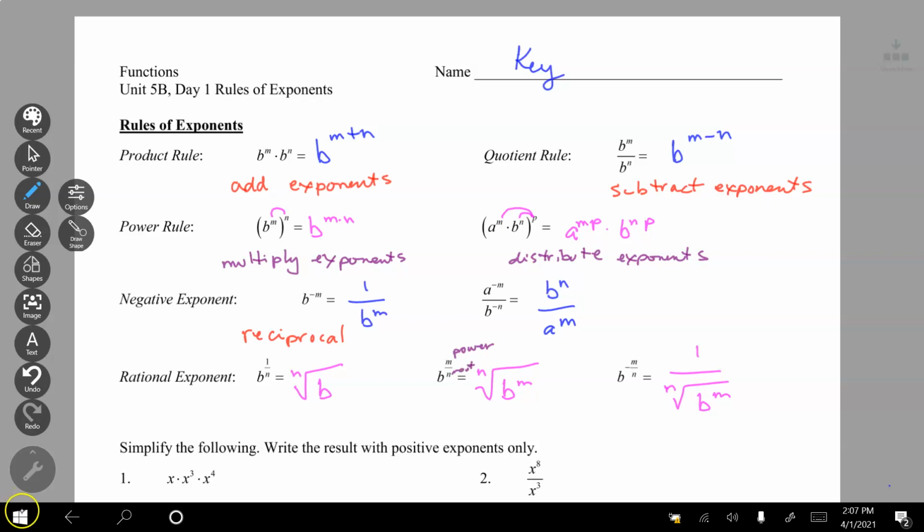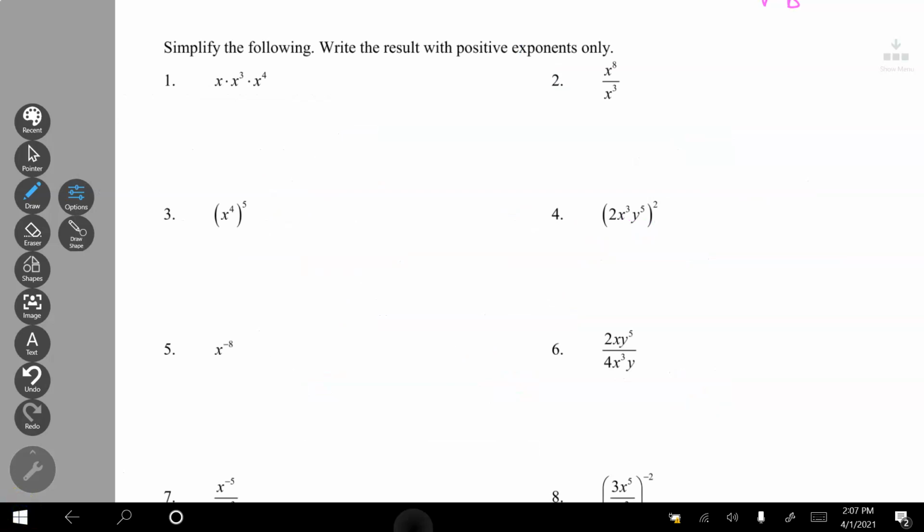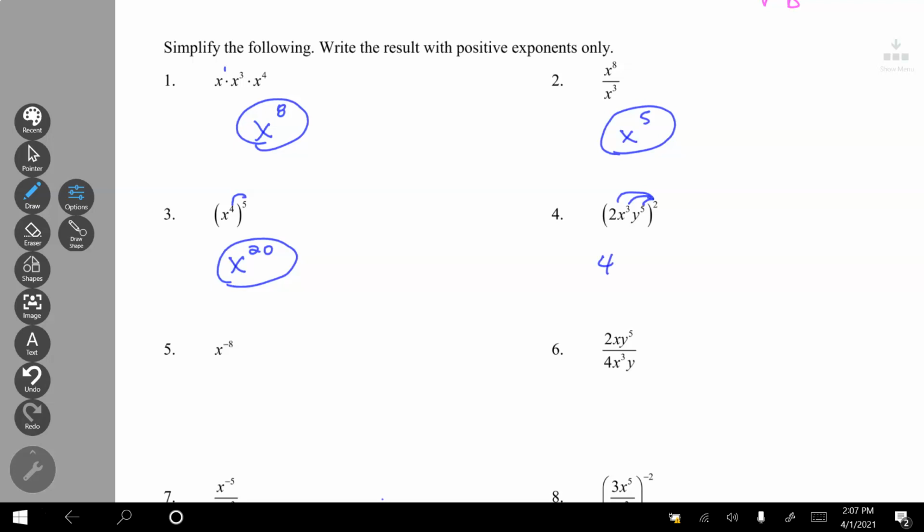So let's go through some examples. Here I'm going to add exponents. Don't forget there's a 1 here. So 1, 3, and 4 make x to the 8th. Here I'm going to subtract. 8 minus 3 is x to the 5th. Over here I'm going to distribute or multiply. I get x to the 20th. This I'm going to do the same thing, except I have to do it once, twice, 3 times. Don't forget to do it to that number 2. I get 4x to the 6th, y to the 10th.